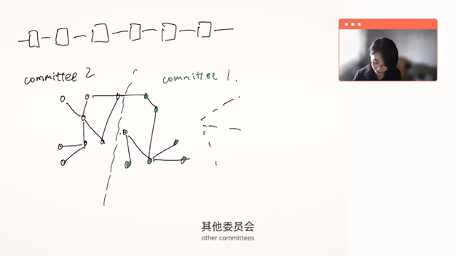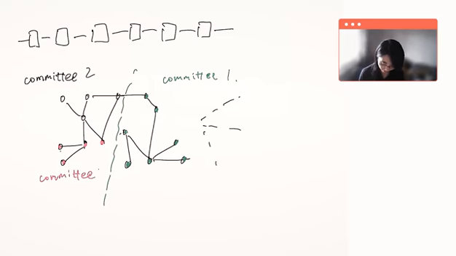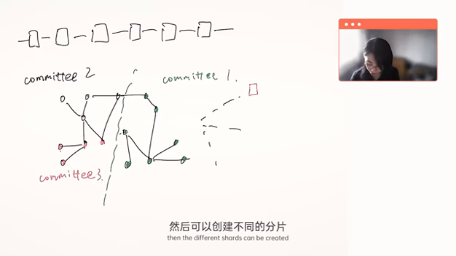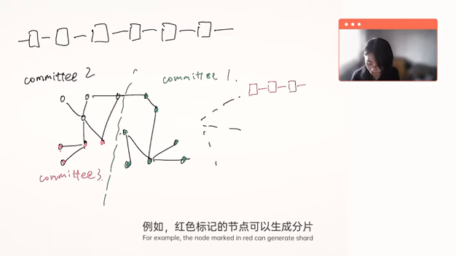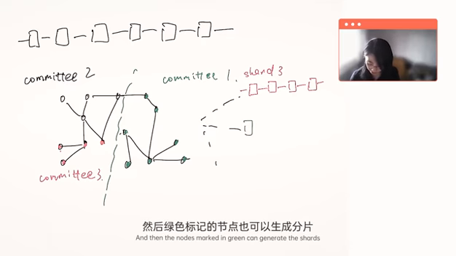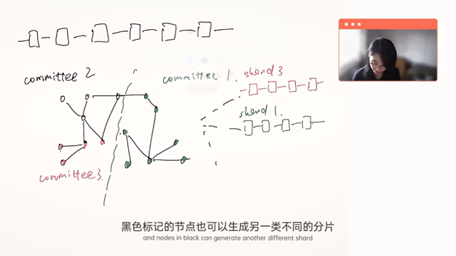So with that being said, transactions can be generated from those committees. And we can have, say, other committees. Some other nodes, for example, can work for committee 3. So in this way, each committee can generate their own transactions, validate their own transactions. Then the different shards can be created. For example, the node marked in red can generate shard, let's say 3. And then the nodes marked in green can generate the shards. We can say shard 1. And the node in black can generate another different shard.